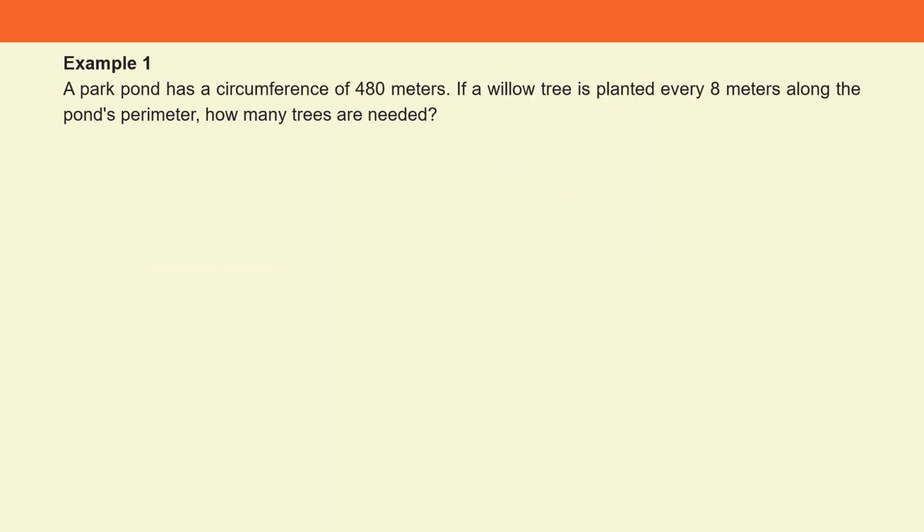Example 1. A park pond has a circumference of 480 meters. If a willow tree is planted every 8 meters along the pond's perimeter, how many trees are needed?